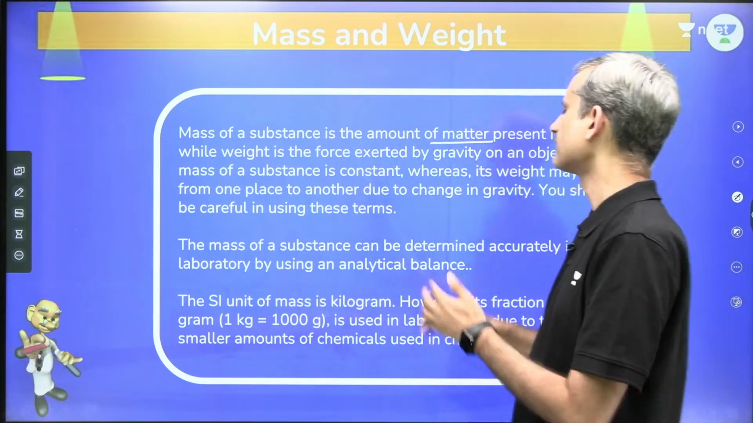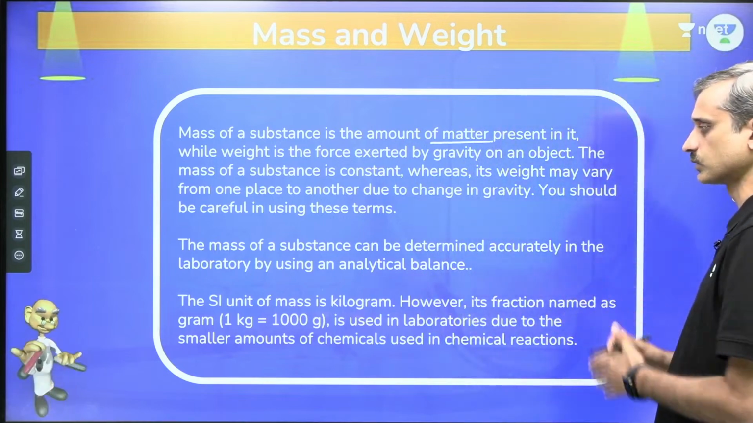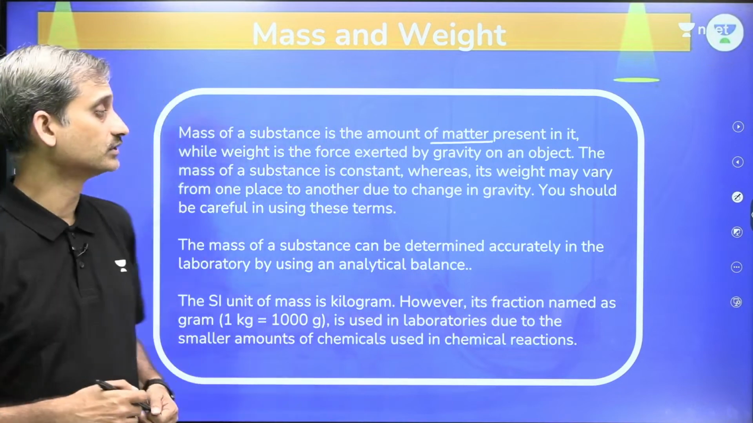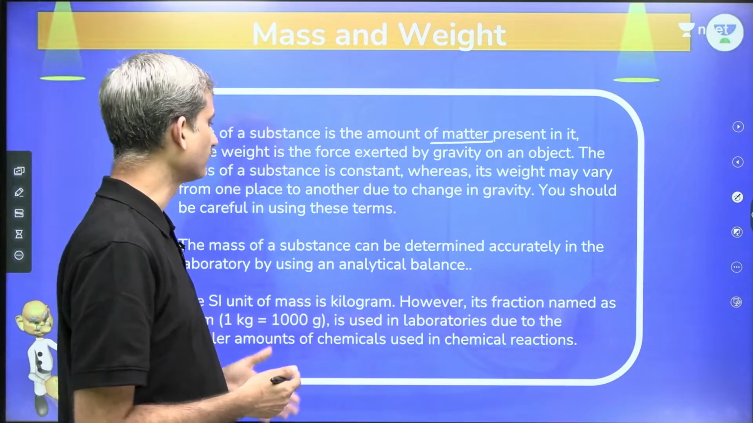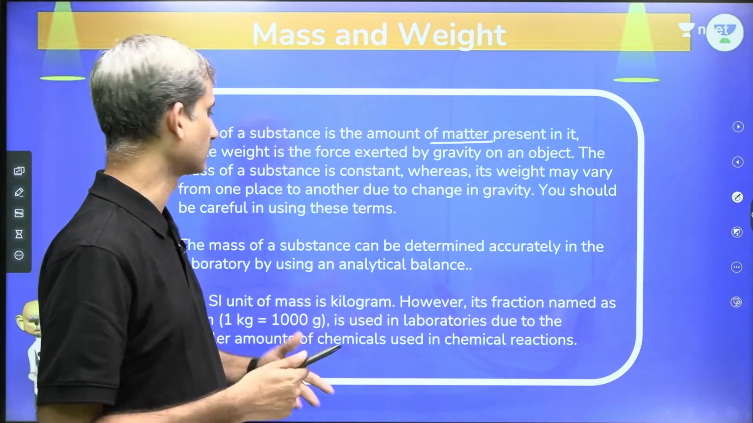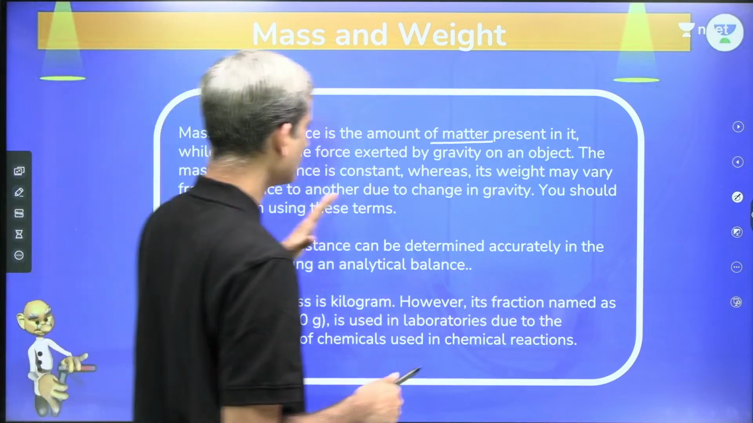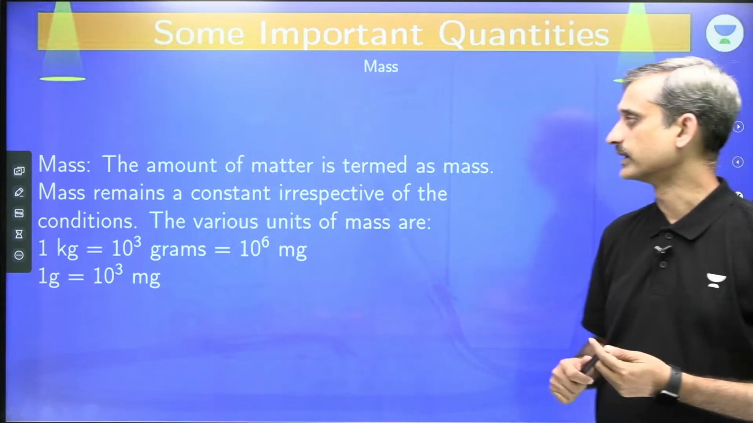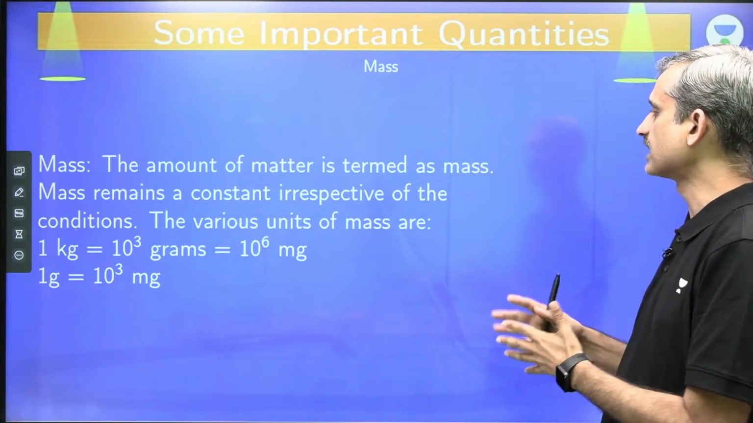So here we have the mass of the substance, the amount of the substance. The unit of mass is kilogram, and the SI unit of weight would be newtons, but most often we are using kilogram itself or kilogram weight. So these are the important things. Now that's what we have as the weight. Mass is the amount of matter that is termed as mass.